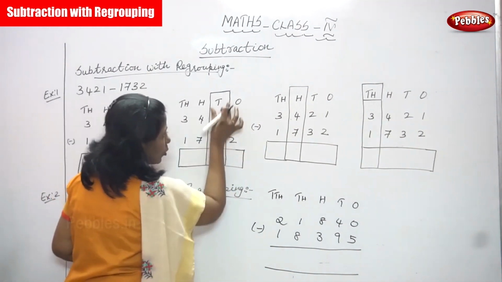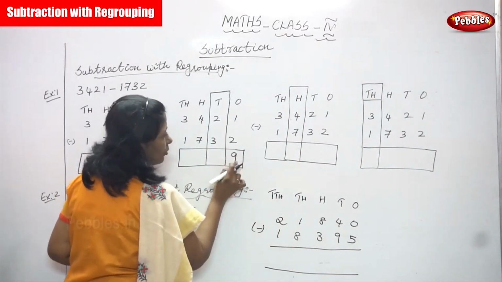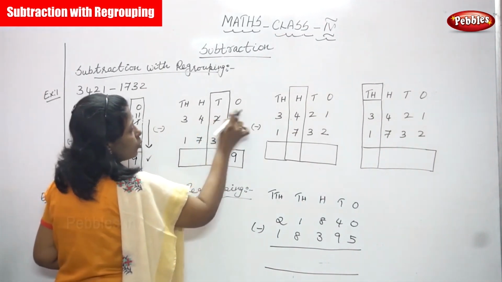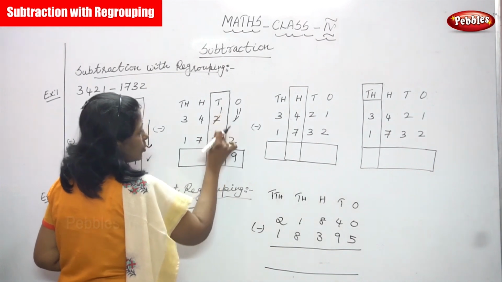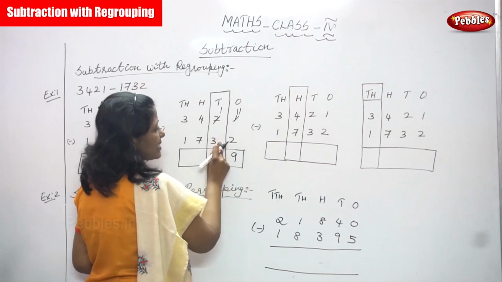Next we are going to concentrate on the tens place. That is regrouping. Don't forget to write the 9 here in the ones place. Now I've already told you, you have borrowed from here, so 1 is here. 1 subtract with 3 is not practically possible, because 1 is a smaller number and 3 is a bigger number.